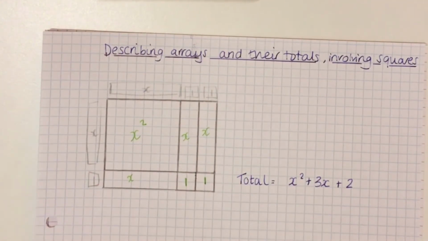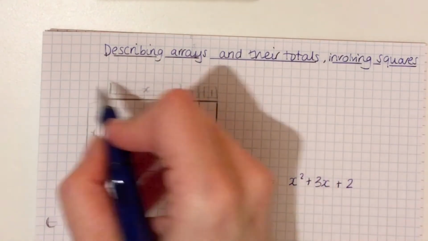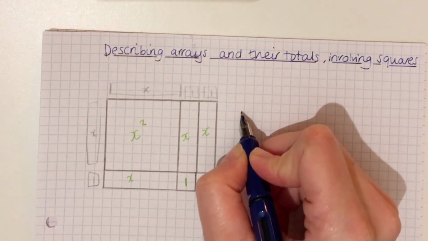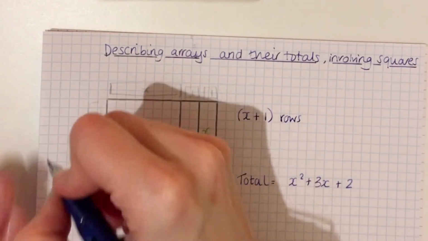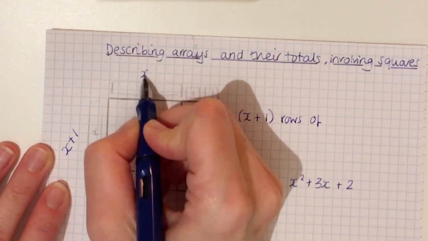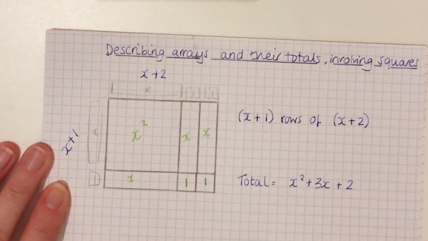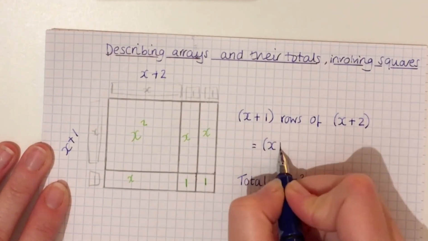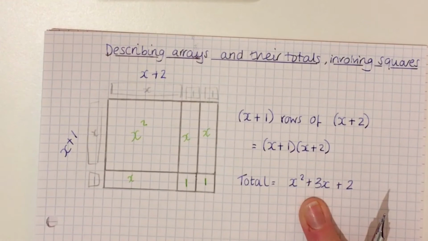I'm going to show you this on MathSpot in a moment. But to describe this, I need to describe what's here and what's there, so what's in each row and each column. What I've actually got is x plus 1 rows, so that's going that way, of, and what have I got across the top? I'm hoping you're saying to me x plus 2. And what that equals, if we have brackets, is the 2 brackets like this, and then it makes our total.